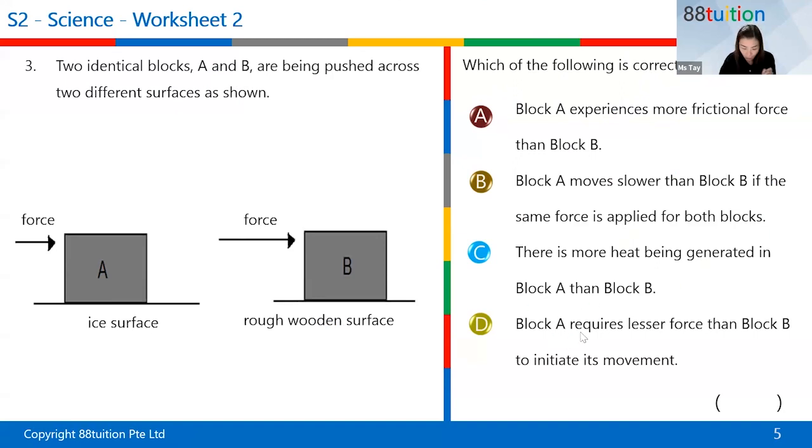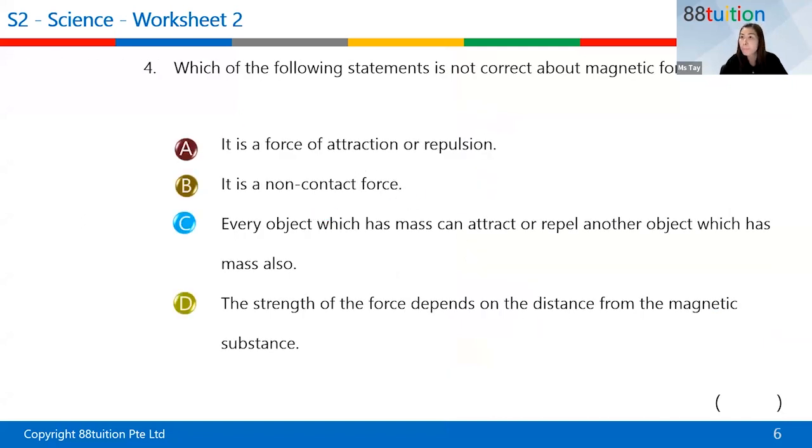Okay, so obviously block A requires less force than block B to initiate its movement, because this is a smooth surface. There is actually less friction between A and the ice surface compared to the friction between B and the rough wooden surface. Okay, so quickly, let's go on to question 4. Question 4, okay.